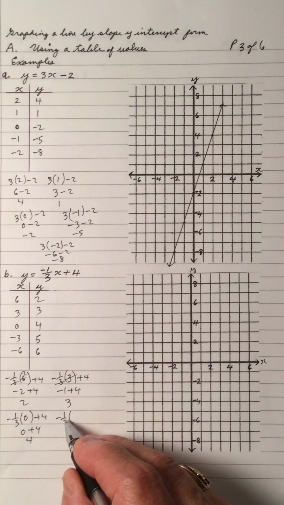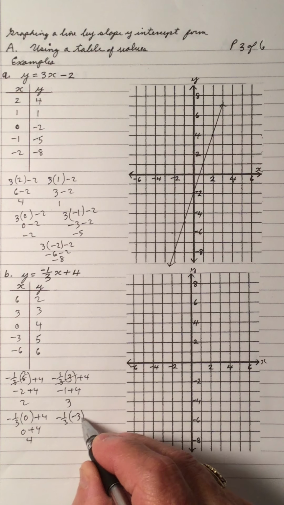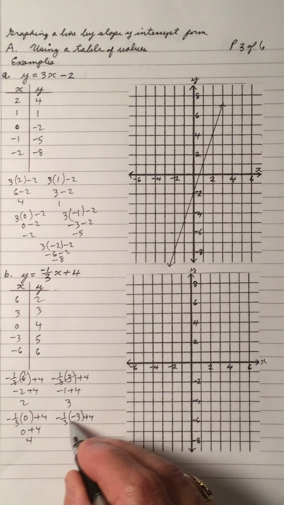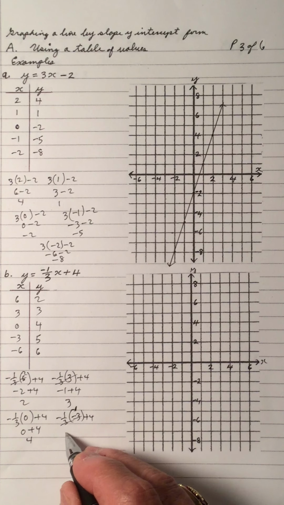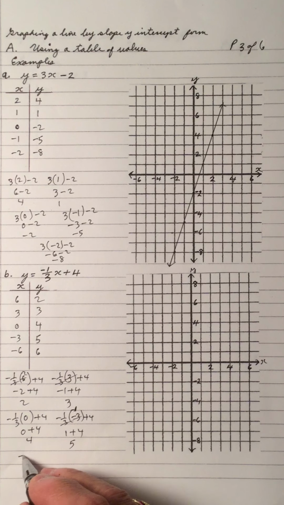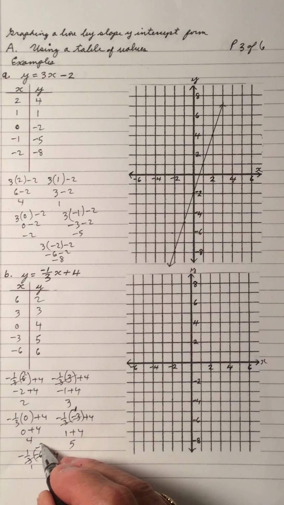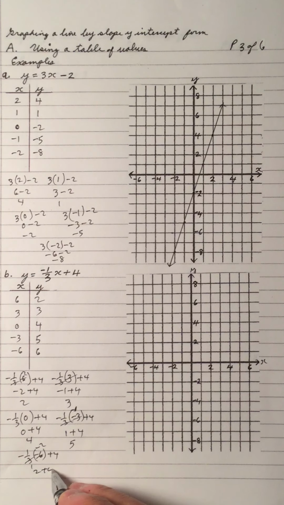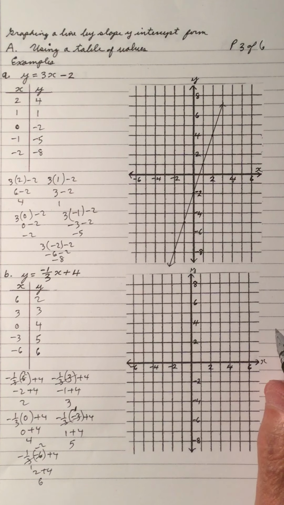But let's get back to this one. So I have a -3 plus 4. So the 3's cancel, negative 1. And that gives me 1 plus 4 gives me a 5. And a negative 1/3 bracket plus 4, I get a negative 6. So 3 into negative 6 is negative 2. I get a 2 plus 4 is 6. There's a 6. And you plot those points.